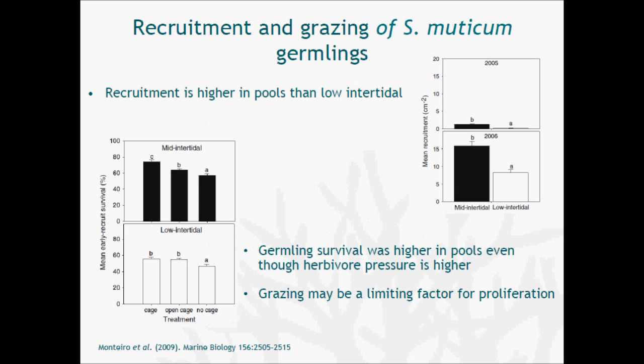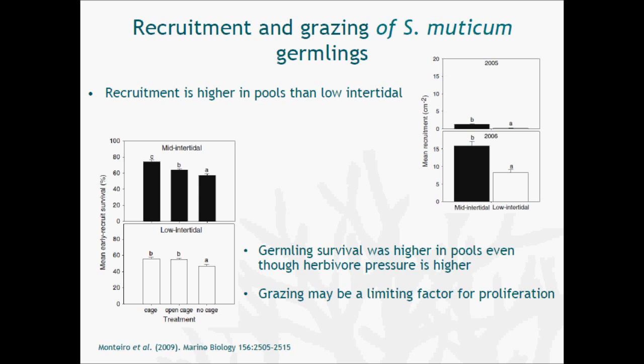You can see that recruitment is higher in the pools than in the low intertidal. The mean number of recruits is much higher in the mid-intertidal than in the low intertidal, and there are differences from year to year. But the interesting thing here is some grazing experiments that we did with cages, open cages and no cages.